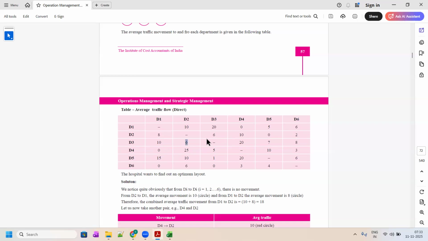Similarly, if I ask you about D2 to D4, how much would it be? It is 10 plus 25. D2 to D4 is 10, and D4 to D2 is 25, so it is 35. Then D2 to D5 is 0, and D5 to D2 is 10, so that would be 10. D2 to D6 would be 2, and D6 to D2 is 6, so 2 plus 6 is 8.